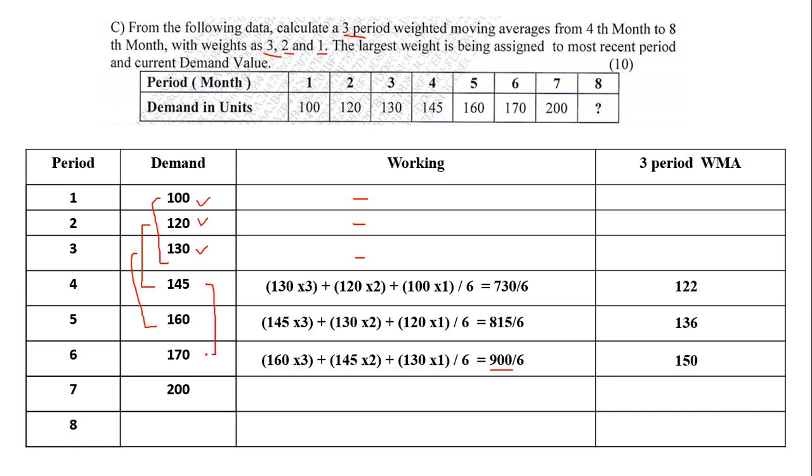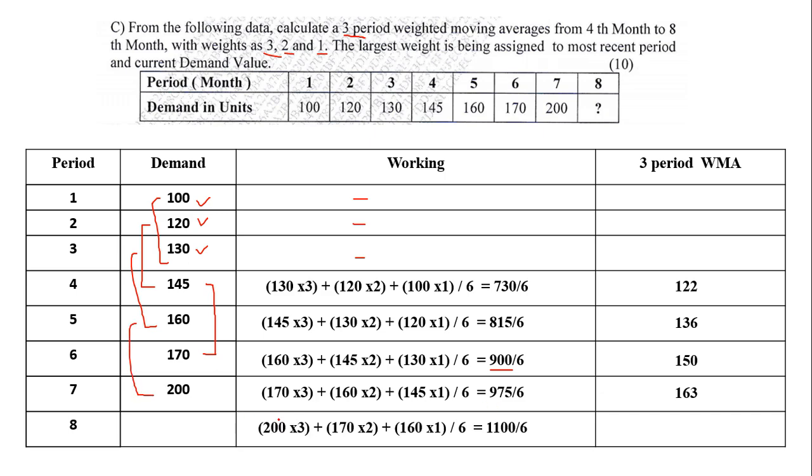Next, from 145 to 170. So 170 into 3 plus 160 into 2 plus 145 into 1. Total is 975. Divided by 6, we get the value as 163. And the last, 160 to 200. So 200 into 3 plus 170 into 2 plus 160 into 1. Total is 1100. Divided by 6, we get the value as 183.